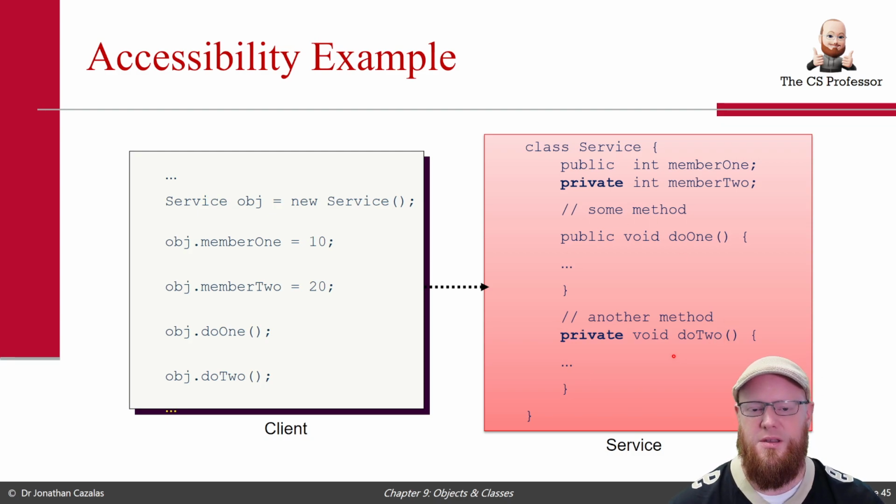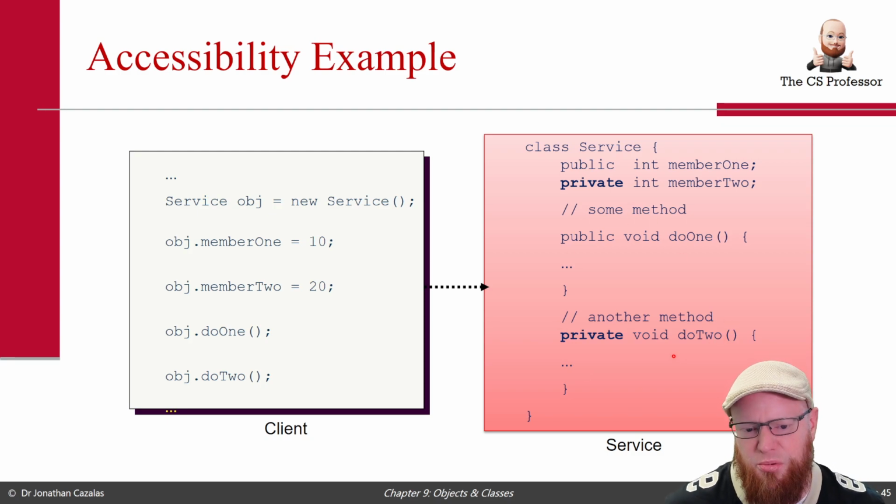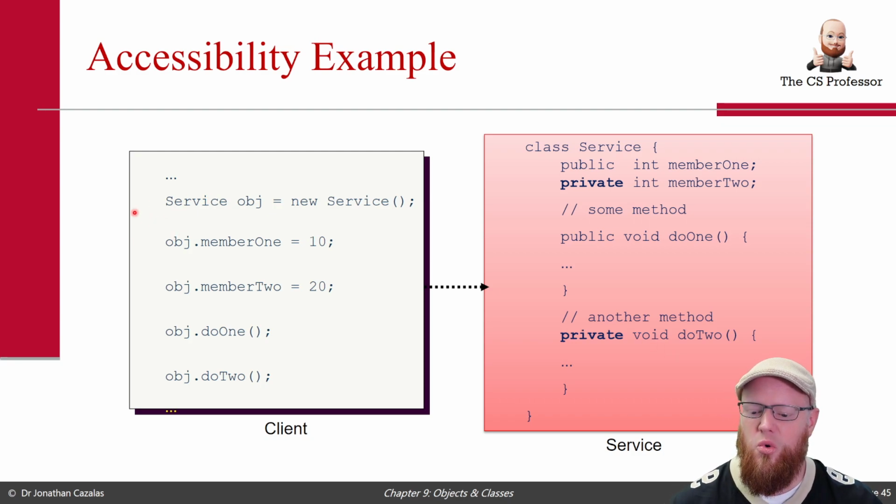So here's this, it's called a service. It's a class, a blueprint, right? And now we want the client who wants to be able to make a new object of this particular service. So here we say Service obj = new Service.